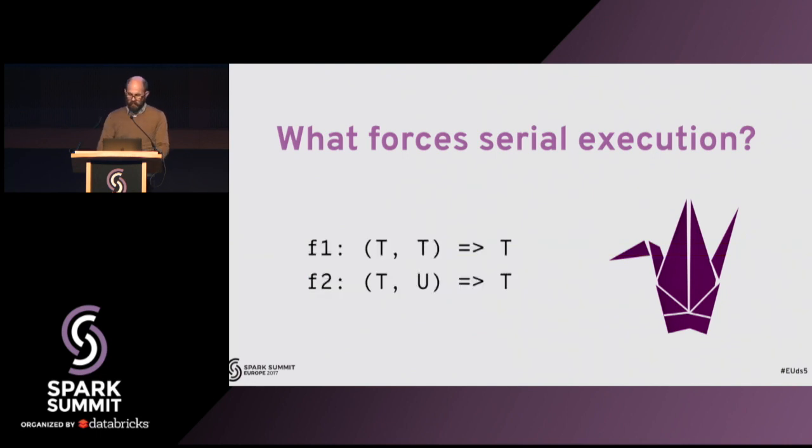Put a different way, if you have a reduce operation that takes two things and combines them to produce a third thing of the same kind, then you're probably in good shape. But if you only have a fold operation that takes two things of different kinds and returns a new thing of one of those kinds, then you may have an obstacle to parallel execution.